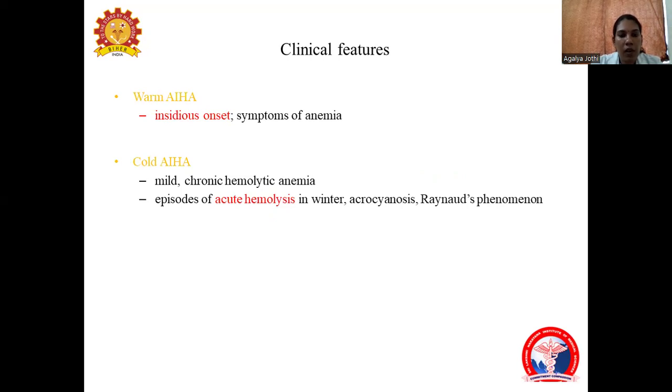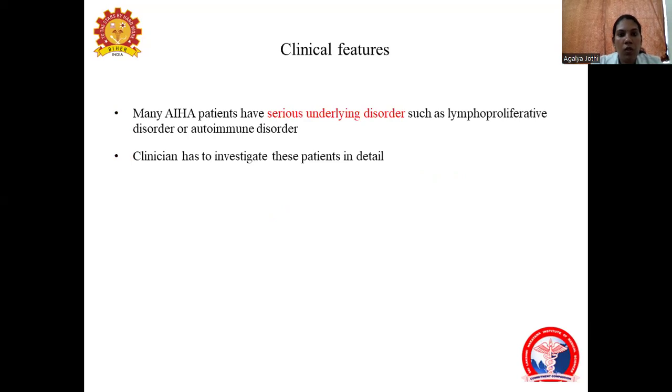Clinical features of warm autoimmune hemolytic anemia: with an insidious onset, symptoms of anemia will predominate, such as fatigue, weakness, and pallor. Cold autoimmune hemolytic anemia has episodes of acute crisis, acrocyanosis, and Raynaud's phenomenon. Autoimmune hemolytic anemia patients may have serious underlying disorders such as hereditary disorders or autoimmune disease, so the clinician has to investigate these patients in detail.